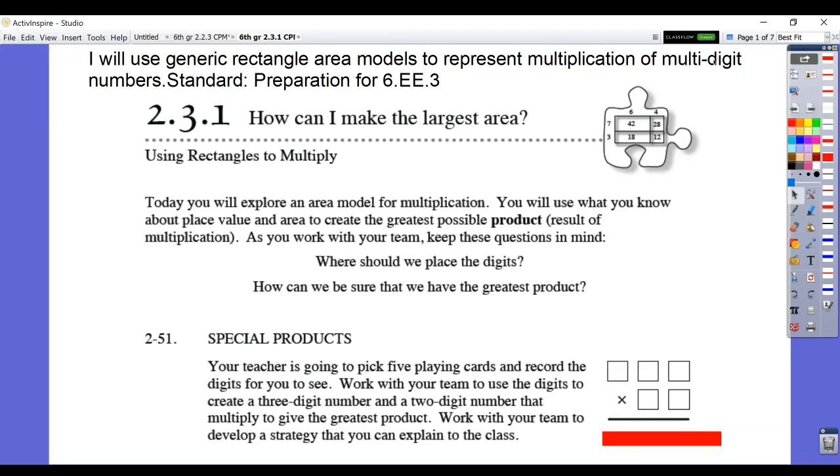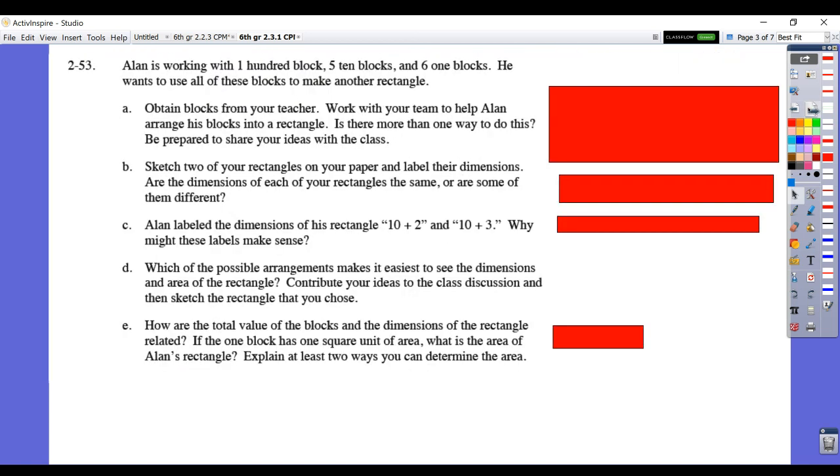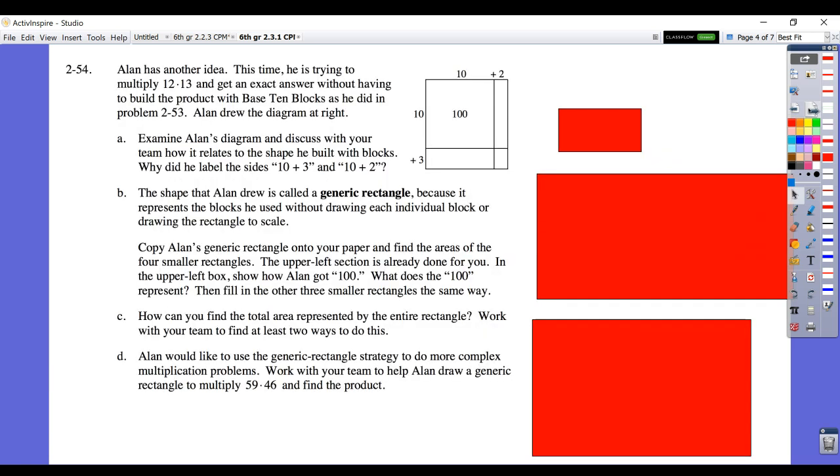This video is to help you to understand the material from section 2.3.1. We're going to be working with the idea of generic rectangle area models to represent multiplication of multi-digit numbers. So we know that when you have multiplied in the past, you've worked with a pretty traditional method, or we call it an algorithm, to do that. And the idea is to show you a different way to do it.